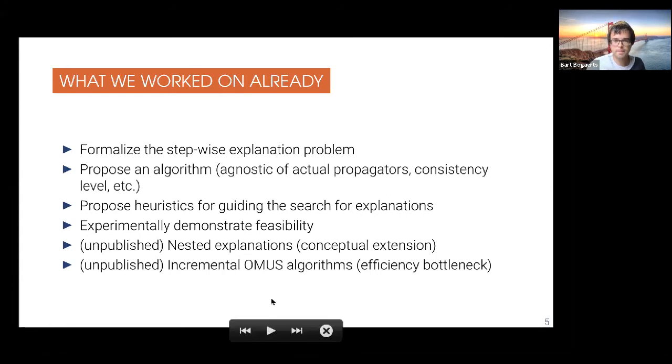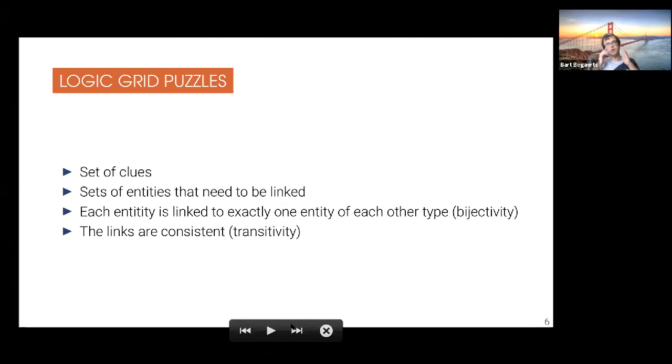I will first focus on the basic idea. So a logic grid puzzle, just a brief reminder: there's a set of clues in natural language, and there are a couple of sets of entities that need to be linked. And each entity is linked to exactly one entity of each other type. For instance, each person has a pet, has a color of a house, has a house number, and so on. This kind of constraint I will refer to as bijectivity. And also the links are consistent. So if my pet is a dog and the dog lives in the yellow house, then I live in the yellow house. This kind of constraint I will call transitivity constraints.